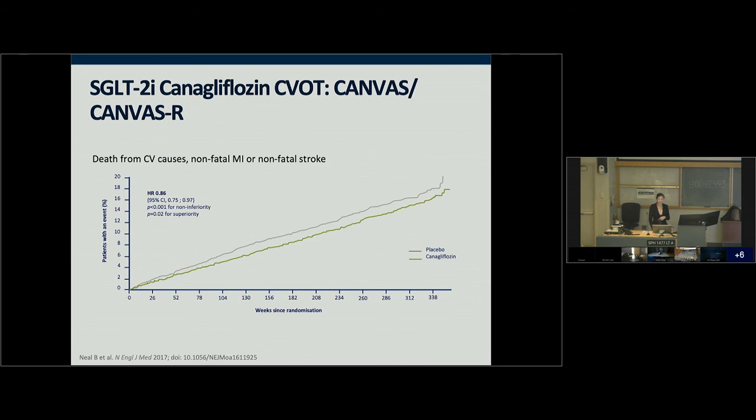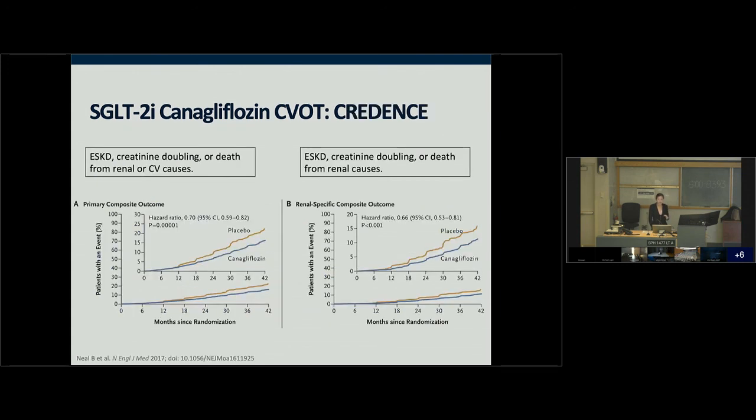Another SGLT2 inhibitor, canagliflozin, was studied in terms of a cardiovascular outcome study, CANVAS and CANVAS-R. So CANVAS-R was the renal component of CANVAS, which was the main study, and that in green compared to placebo in gray also showed a reduction in MACE, and again that was cardiovascular death, non-fatal MI, non-fatal stroke, and the reduction was about 14%. And I'll just run through these really quickly.